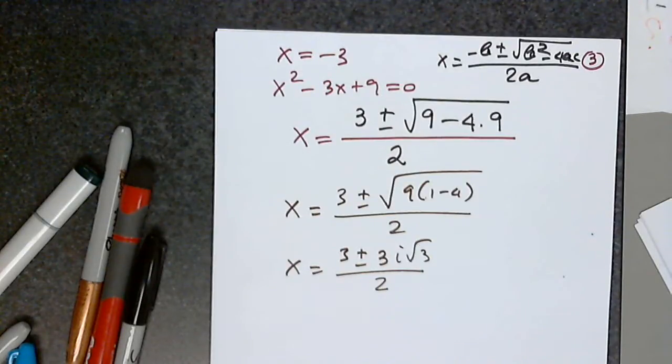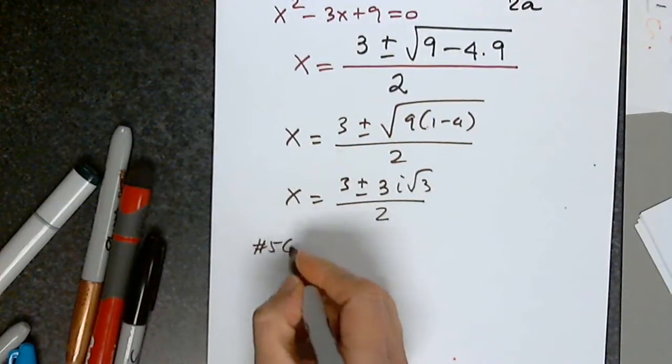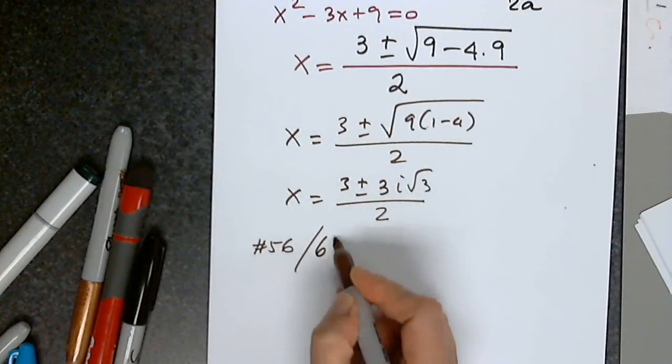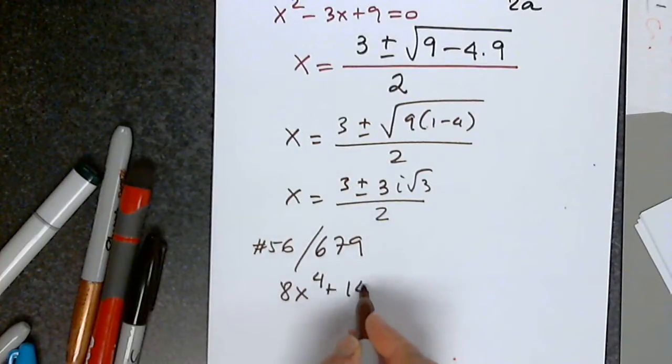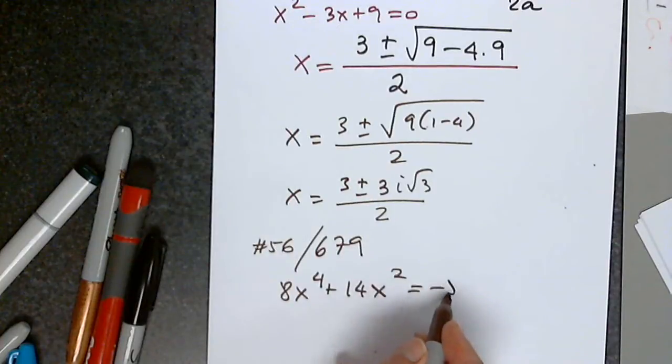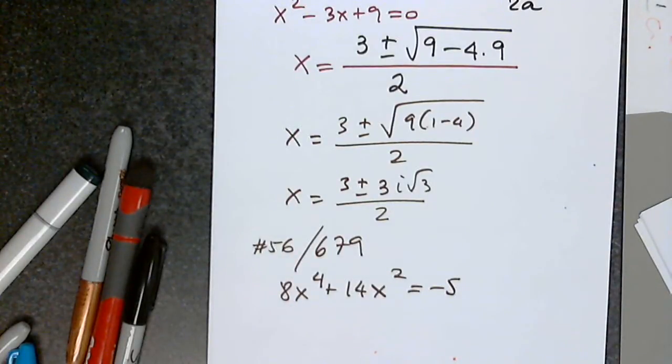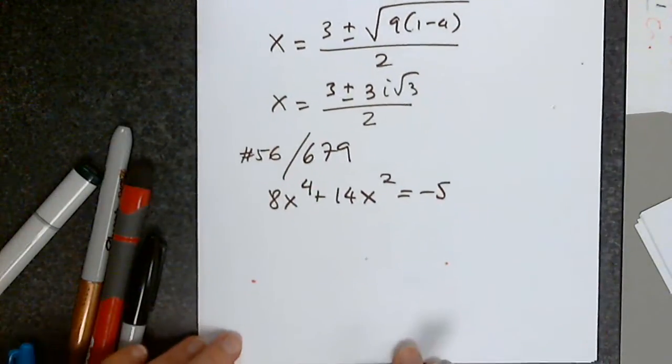I would like to choose one more and then move on. Let's say 56. 56 doesn't look friendly at all. 8x to the fourth plus 14x squared equals negative 5. Doesn't look friendly at all. Can anyone tell us or walk us through the steps? What would you do here for this problem?